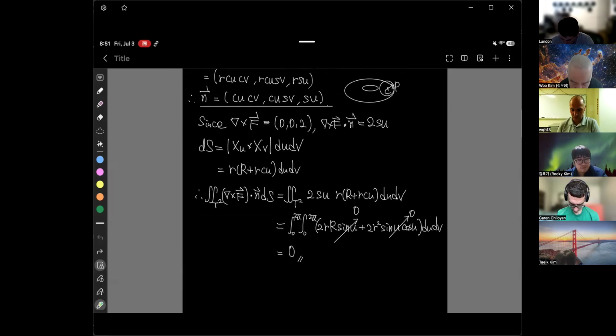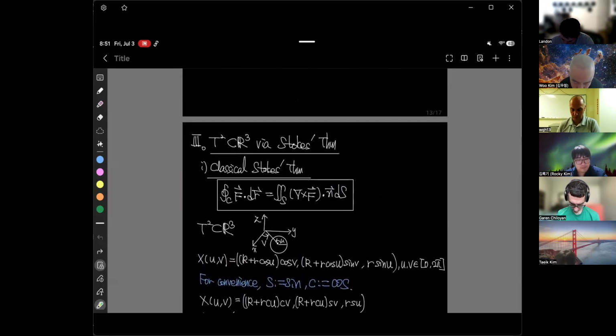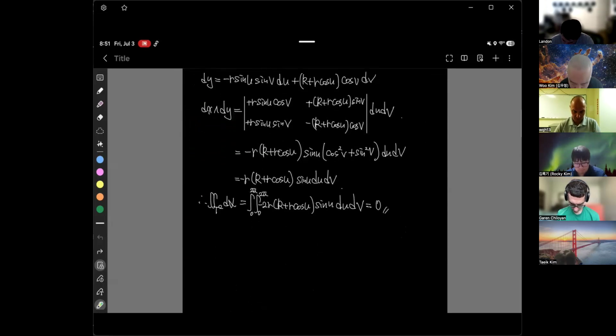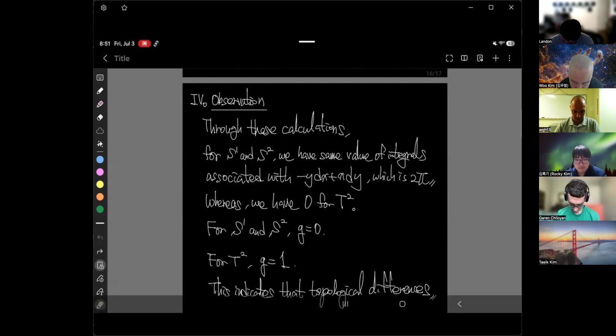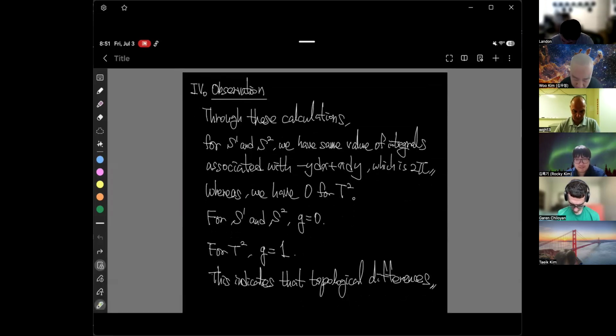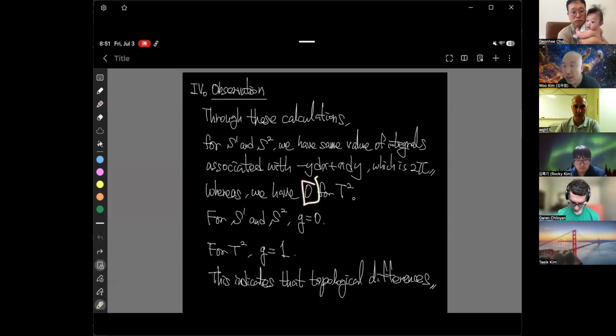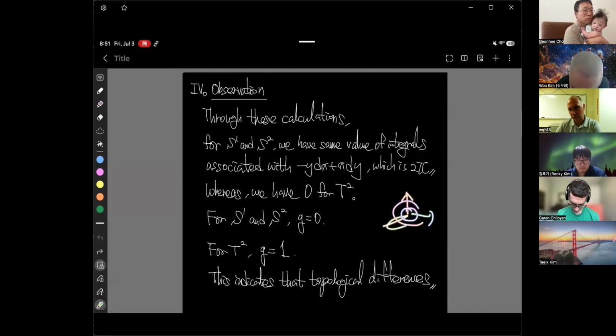From the classical Stokes theorem, or we can use this wedge product as an area form, surface area. So the observation was that through these calculations for S1 and S2, we have the same value, which was two times pi. But we have a different value for the torus, which is 0. So why is that?